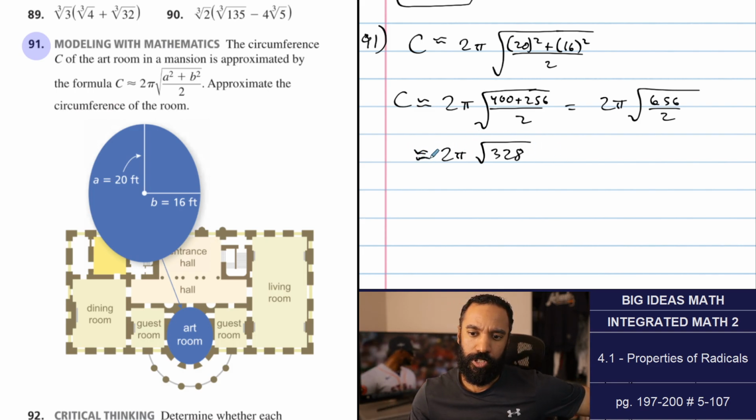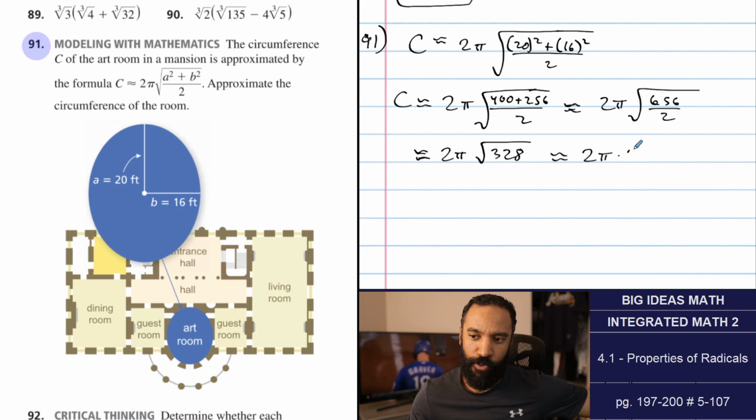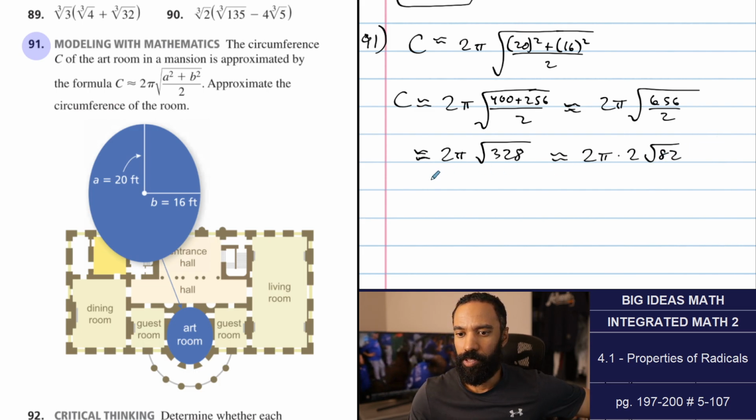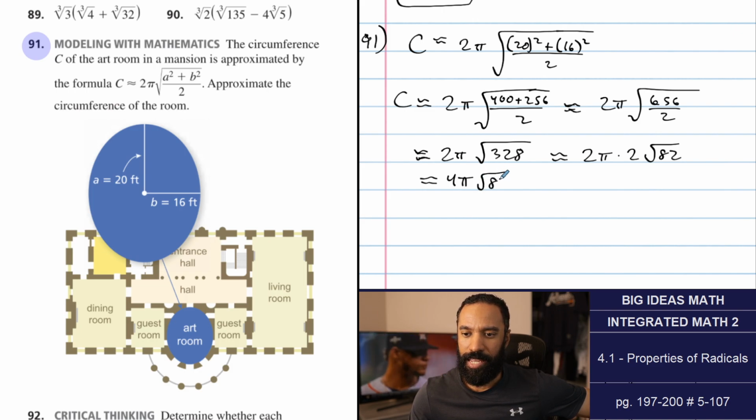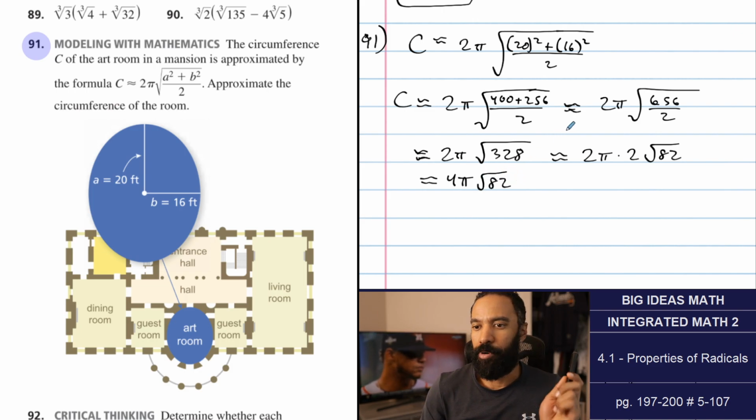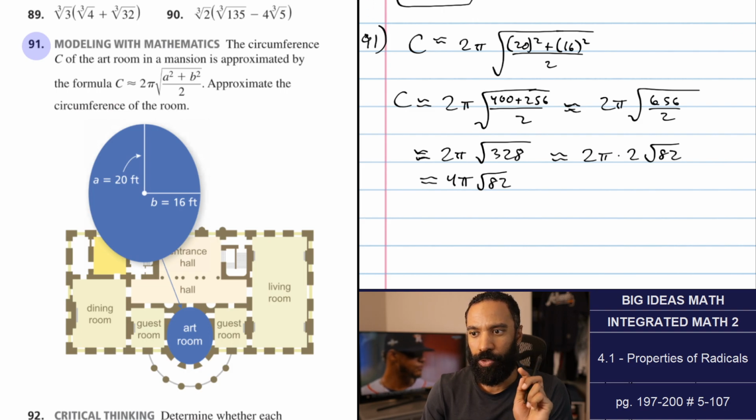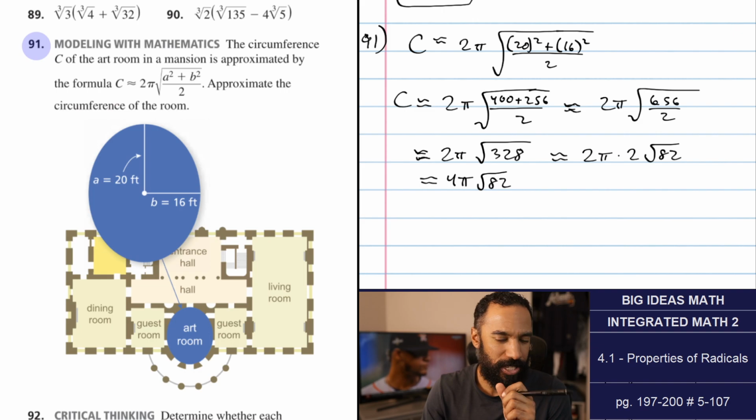So let's see. I'm going to turn these into approximate equal signs. So equals 2 pi times root 4, so 2 times square root of 82. So 4 pi root 82. All right, I'm going to approximate both that and 2 pi times root 656 over 2.